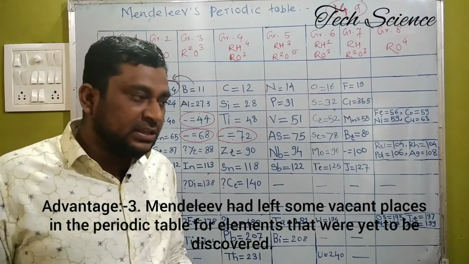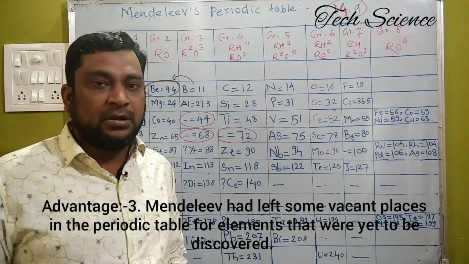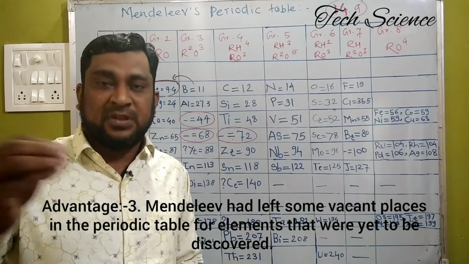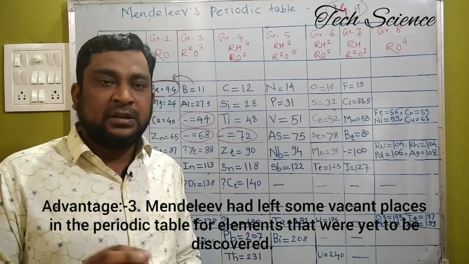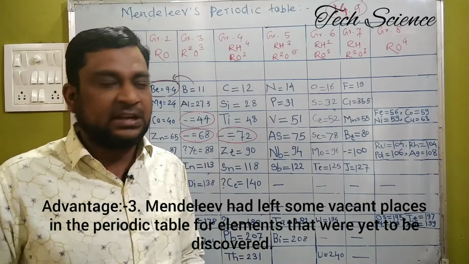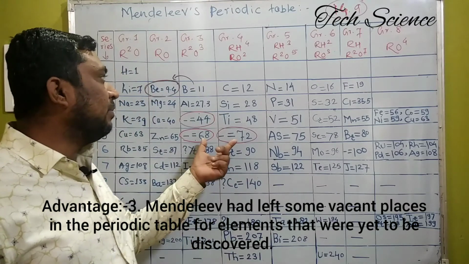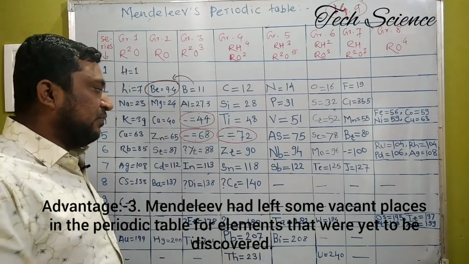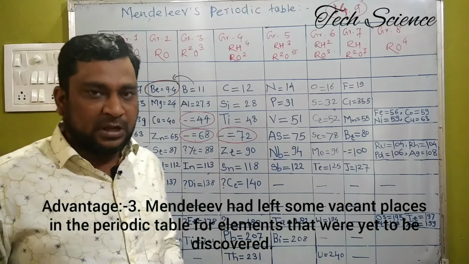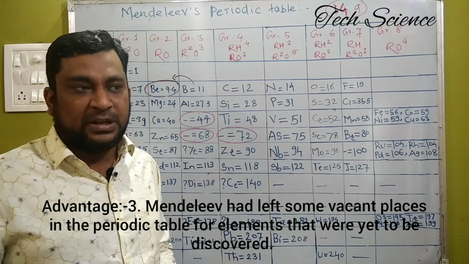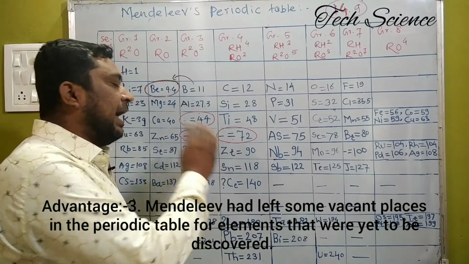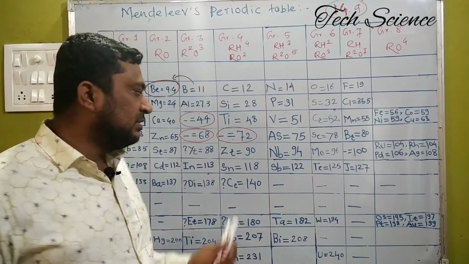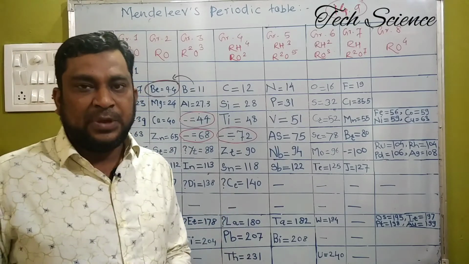And when these elements were discovered later on, people compared the predicted properties with the actual properties of the elements. People found that the actual properties were nearly the same as those predicted by Mendeleev. So these vacant spaces left in advance in Mendeleev's periodic table were found to be accurate. This is the third advantage, or merit, of Mendeleev's periodic table.